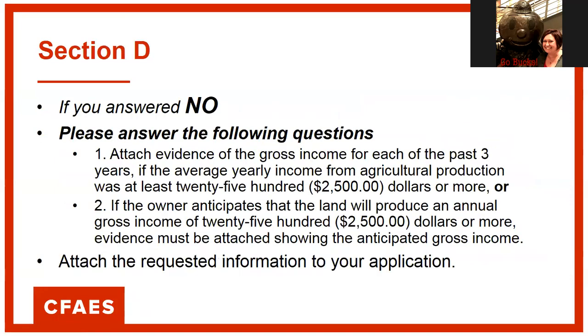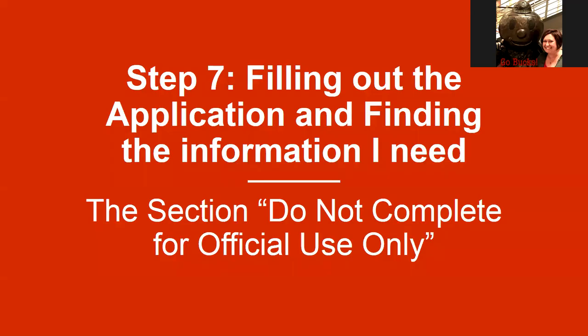So if you put no, there's 2 more things you need to answer. You need to attach evidence of the gross income for the past 3 years. If the average yearly income from agriculture production was at least $2,500 or more, or you need to say the owner anticipates that the land will produce an annual gross income of $2,500 or more, and then you must show evidence attached to that anticipated gross income. Again, don't forget to attach this requested information in section D if you answered no.